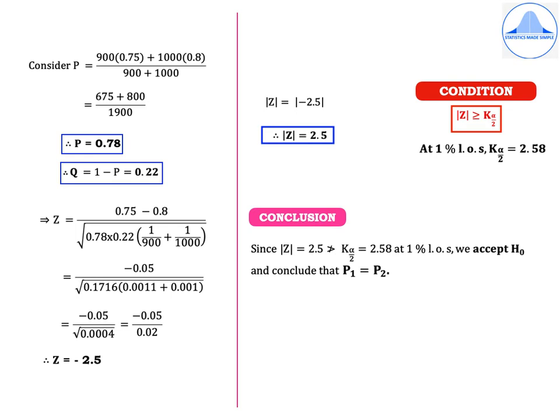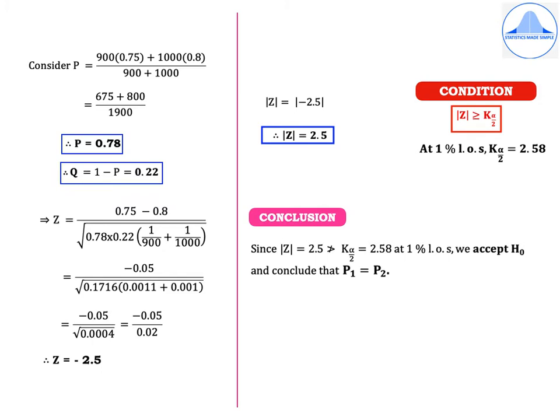Before calculating Z, we need to calculate the population proportion capital P. So substituting the values we get 900 into 0.75 plus 1000 into 0.8 divided by 900 plus 1000, which is equal to 675 plus 800 by 1900. Now for capital P and capital Q, it is sufficient to take two places after the decimal after rounding off. So we get P is equal to 0.78. Therefore Q is equal to 1 minus P, which is equal to 0.22.